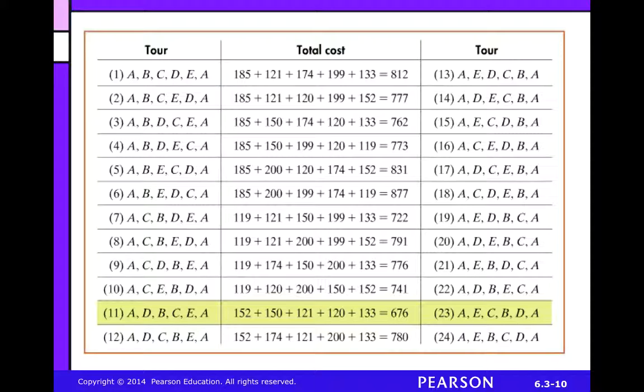Okay, so that's what the brute force algorithm does. You literally just list every possible tour, figure out what the costs are, and once you're done, just pick the lowest cost.